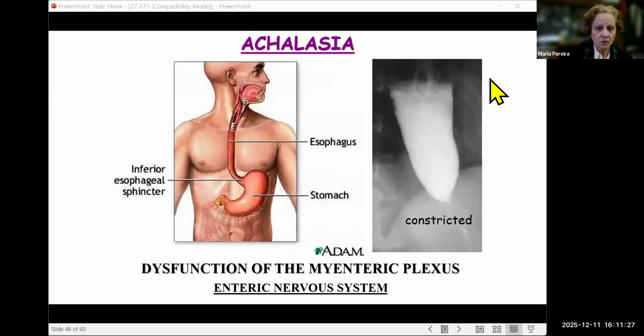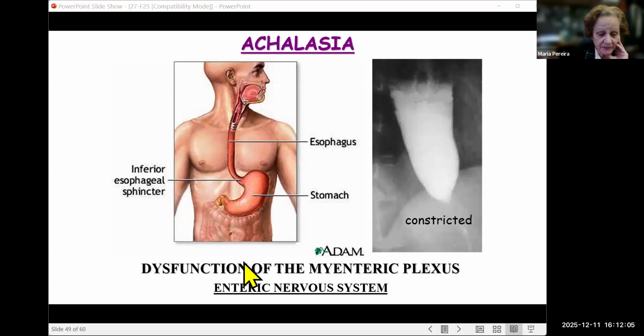Okay, so one disease aspect or disorder associated with the enteric nervous system. Remember, the enteric nervous system has more neurons than the spinal cord, and it's totally dedicated to regulating our digestive system. So there's two, the myenteric plexus that is regulating the movement along the digestive tract.